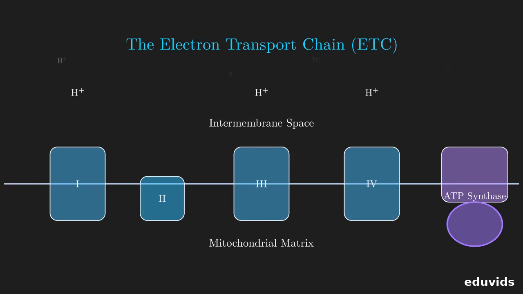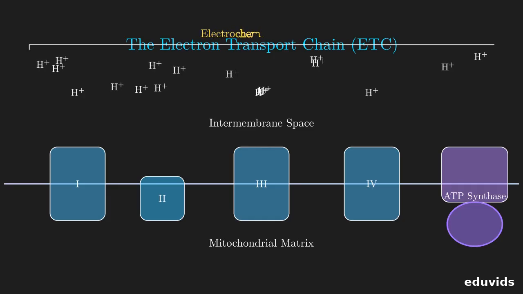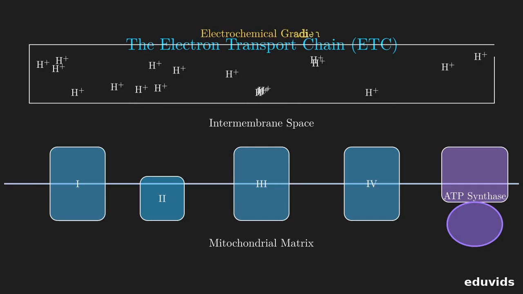All this proton pumping creates a high concentration of protons in the intermembrane space. This difference in proton concentration forms an electrochemical gradient, storing potential energy. Think of it like water behind a dam, ready to flow down.